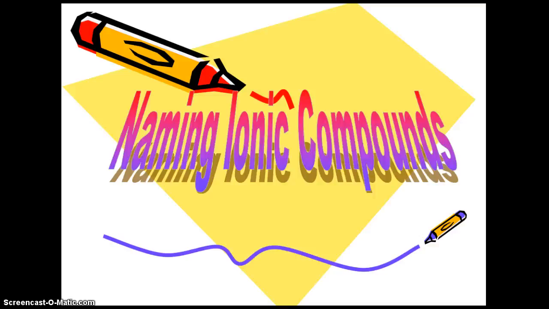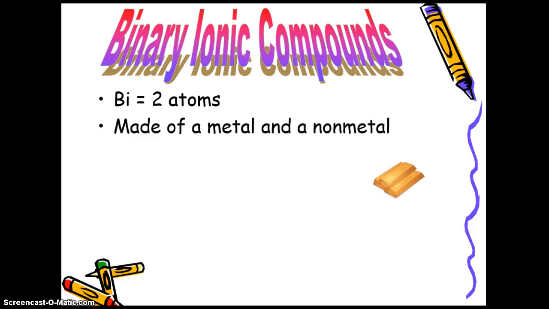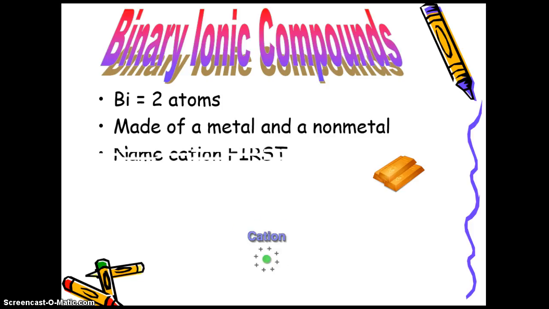Alright, today we'll be talking about naming ionic compounds. Remember, ionic compounds are compounds that contain a metal from the left-hand side of the periodic table and a non-metal from the right-hand side of the periodic table. Binary ionic compounds, where the prefix bi means made up of only two atoms, and we know made up of a metal and a non-metal.